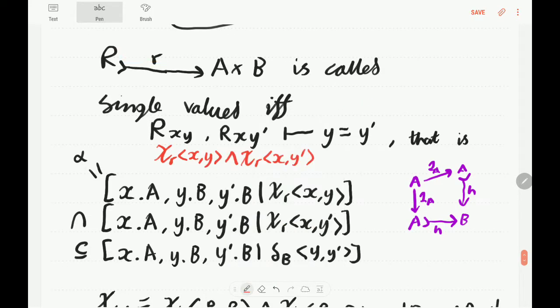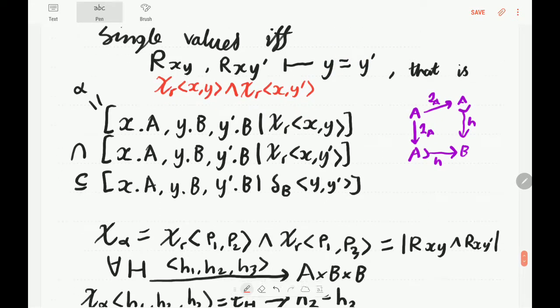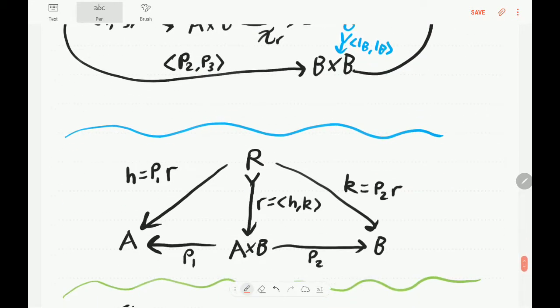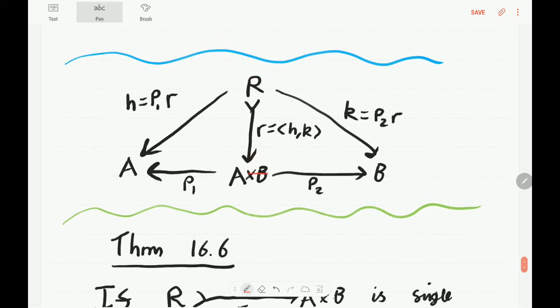Okay, so let's recall that a relation R, a subobject R of A times B, is single valued when we have that if (x, y) is in the relation and (x, y') is in the relation, then that implies y equals y'. All right then. So we have the same kind of setup as before.